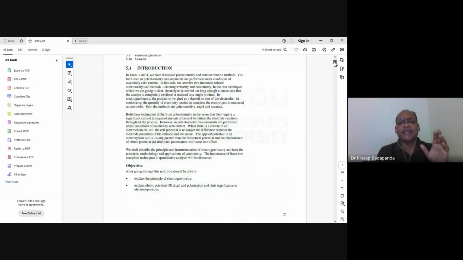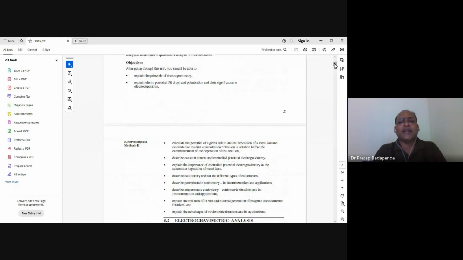In this case, your objective is to explain the principle of electrogravimetry, explain ohmic potential, that is IR drop, and how polarization and its significance in the electrode position. Calculate the potential of the given cell to initiate deposition of the metal ion, and calculate the residual concentration of the ions in the solution at the commencement of the deposition of the next ion. Describe constant current and controlled potential electrogravimetry. All these things we have to go through.